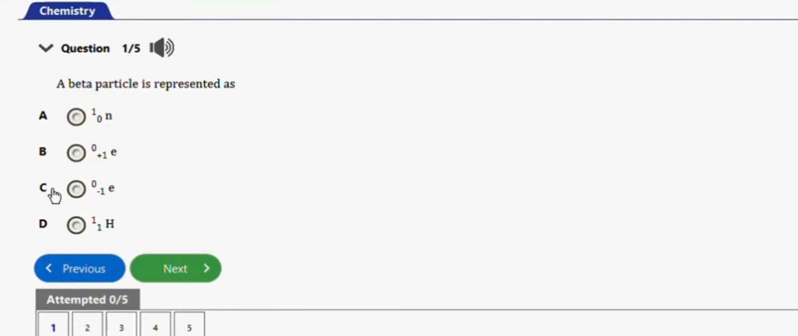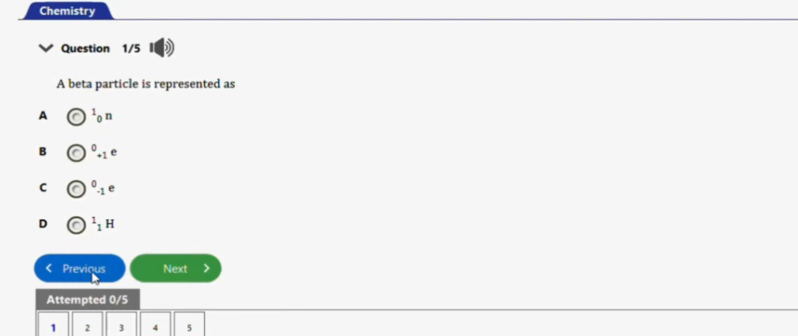The first question I have here says a beta particle is represented as, so the right option here is option C. This representation shows that this beta particle is going to gain 1 electron as the atomic number, at the atomic number level. So 1 proton will be added. So next, proton equals electron number.